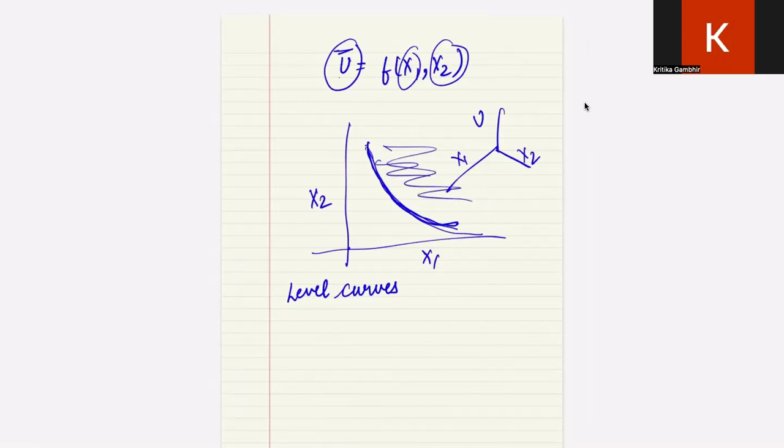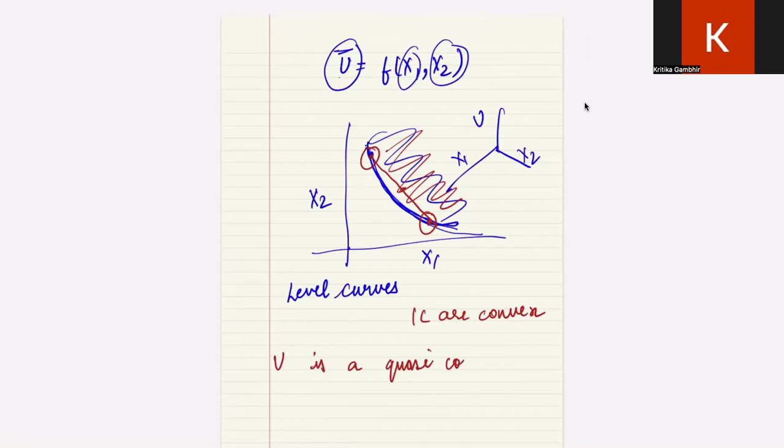Now in this set, what was told to you is that you take any two extremes and take one average. Now if this average point lies in the upper contour set, we say that ICs are convex, right? And when these ICs are convex, when this condition on level curves is satisfied, we say that U is a quasi-concave function. This is purely maths, and we are just using an application of that.